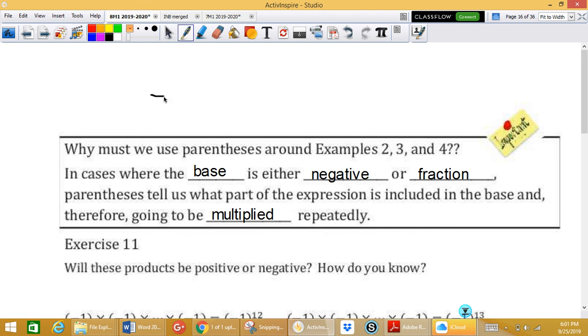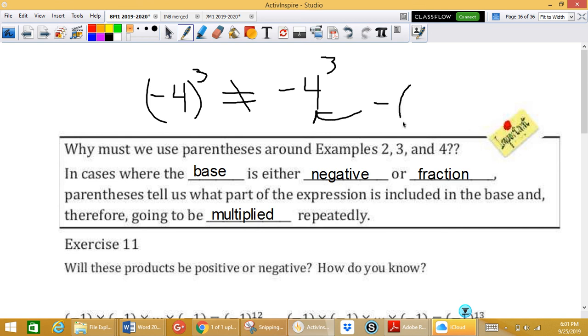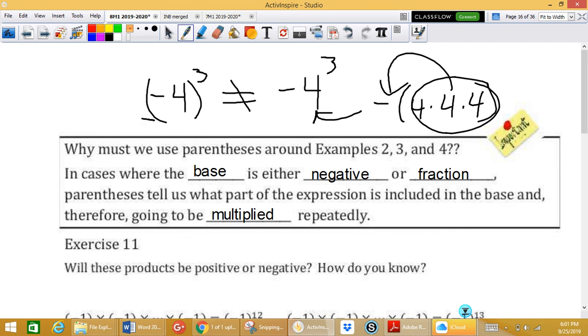Because if I have negative 4 to the 3rd, that's not the same thing as negative 4 in parentheses to the 3rd. This one here means I'm going to have negative times 4 times 4 times 4. So I would do these first and then apply the negative, where this one is negative 4 times negative 4 times negative 4.